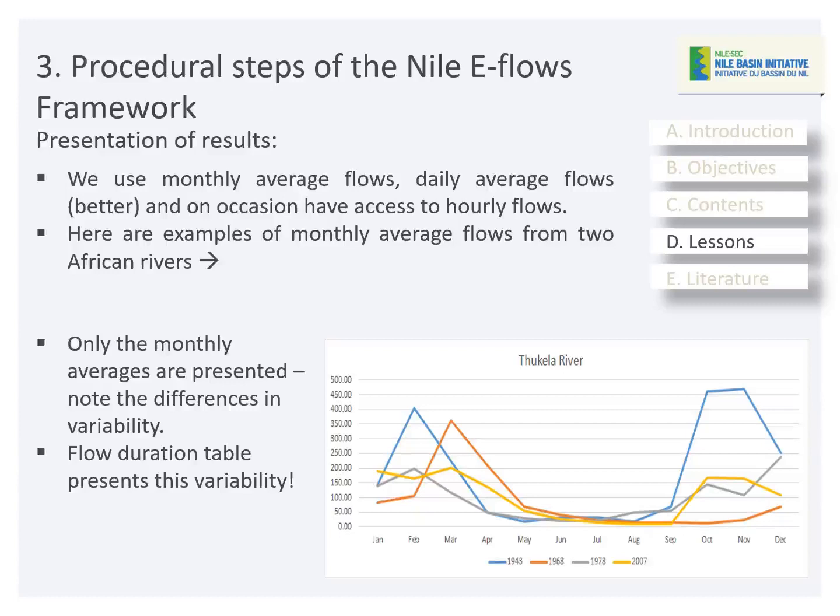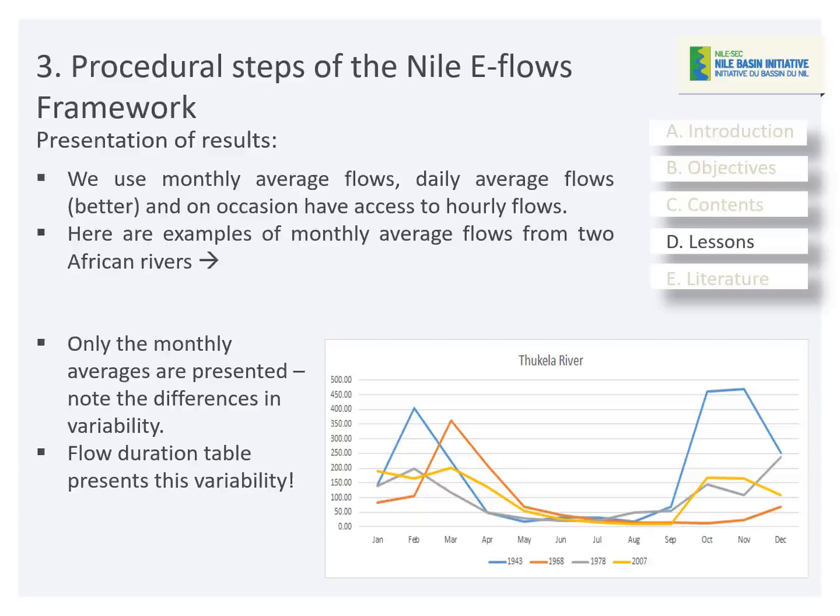Only the monthly averages are presented, and flow duration tables are provided. So this is the format that we've used to present this type of information, but you can see what we've demonstrated here, which is very common, is that we've used the average or median 50th percentile flows for the Tugela River, but there would be daily and monthly variability with these flows.